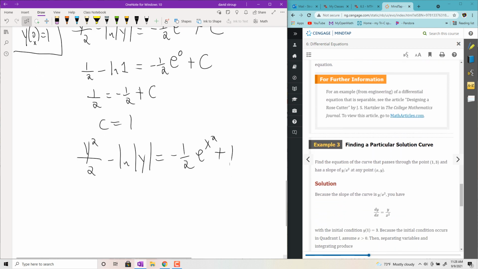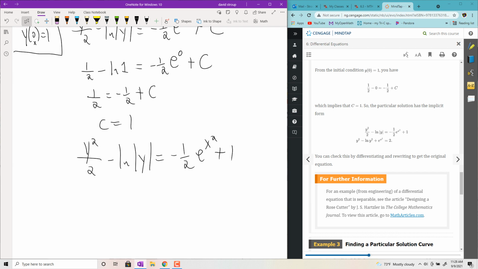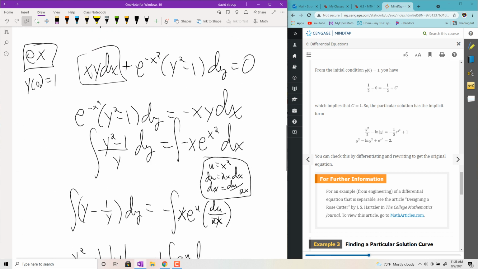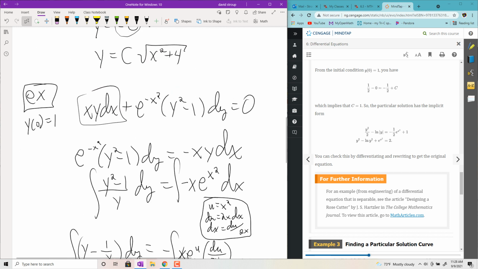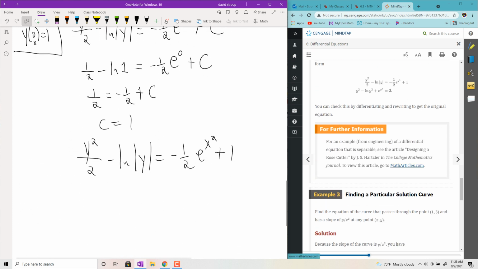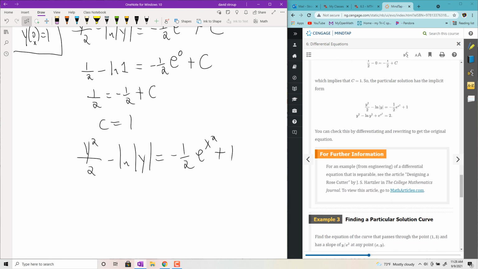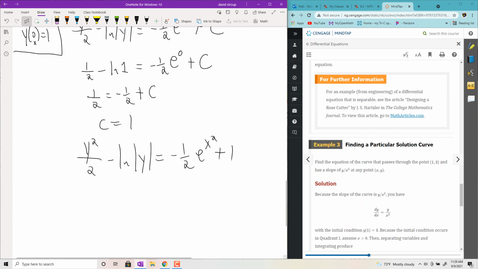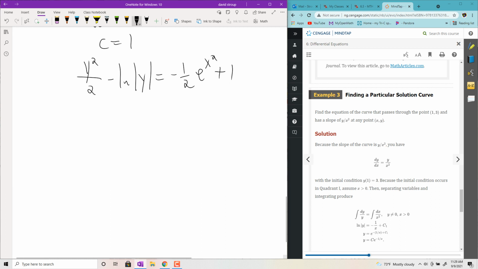But okay, if you're worried about your solution, you can always check it. You can always take the derivative and then plug it into the original differential equation and make sure it works. I guess you would have to rewrite. You can check this by differentiating and rewriting to get the original equation. Yeah, so you could check it. I guess you just start with this. They're not even saying plug it in. Okay. Let's see what else they got. So another one, example 3.